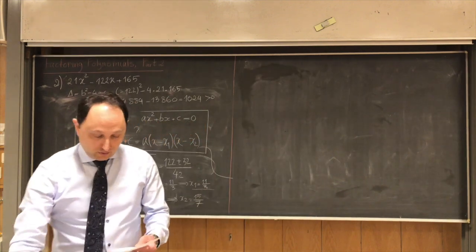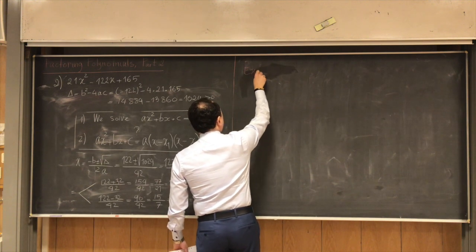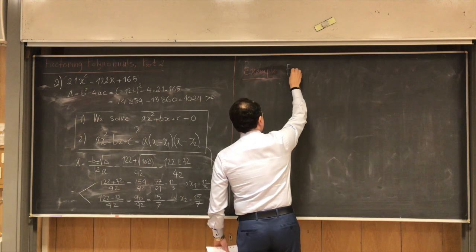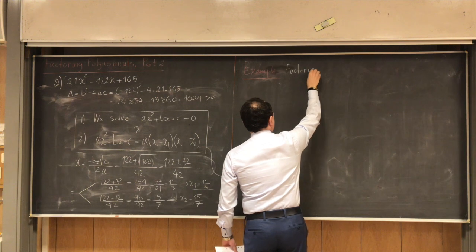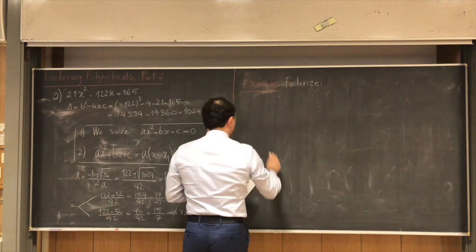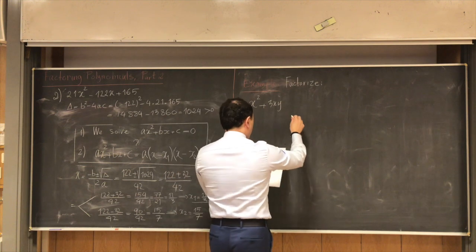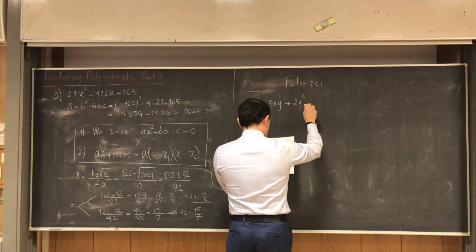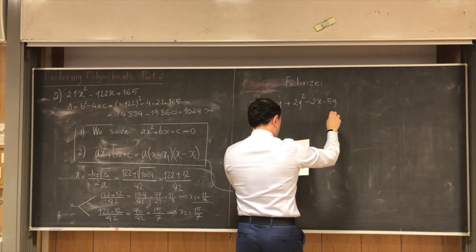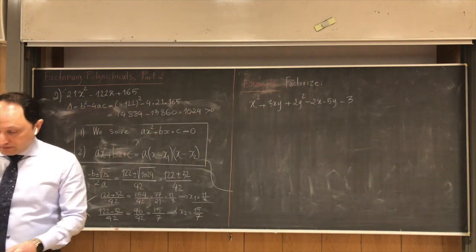So I want you to factorize this expression. So, example, factorize. This is x squared plus 3xy plus 2y squared, and then I have minus 2x minus 5y, and then I have minus 3. Okay.